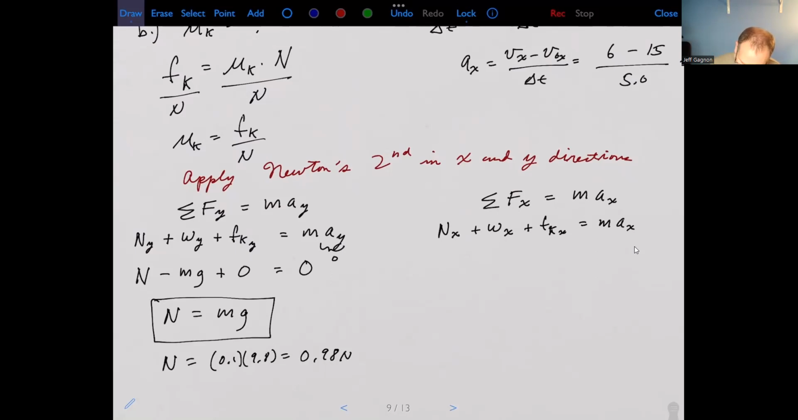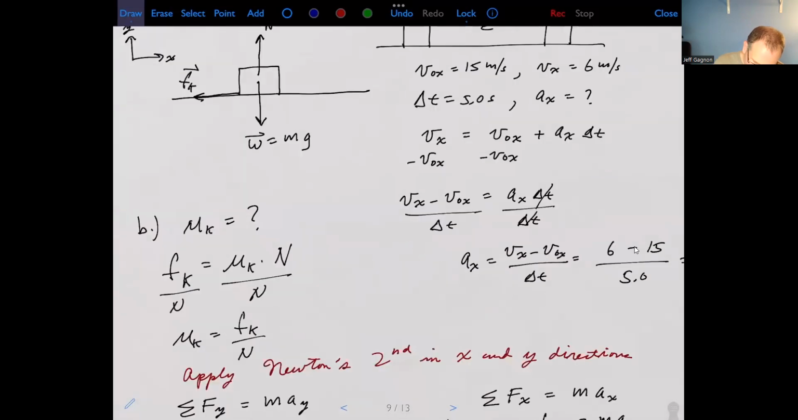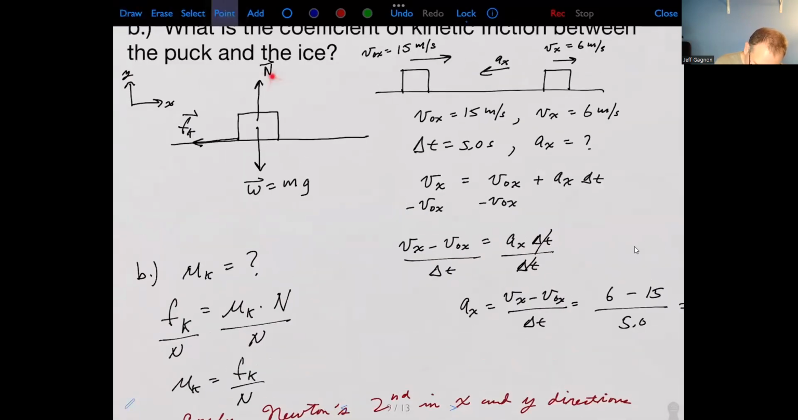So what is the x component of the normal force? Well, how much of that normal force is acting in the x direction? None of it, right? It's all acting in the positive y. Same thing with the weight. How much of the weight is acting in the x direction? None of it. But then when we get to the frictional force, how much of the frictional force is acting in the x direction? All of it, and it's acting negative, right? It's going to be negative value here.